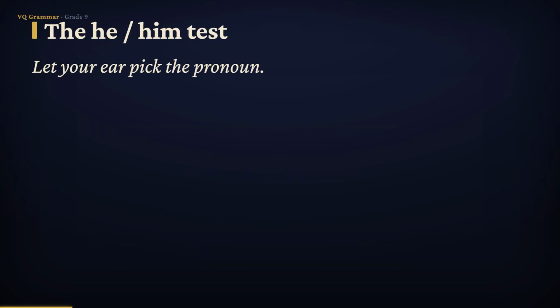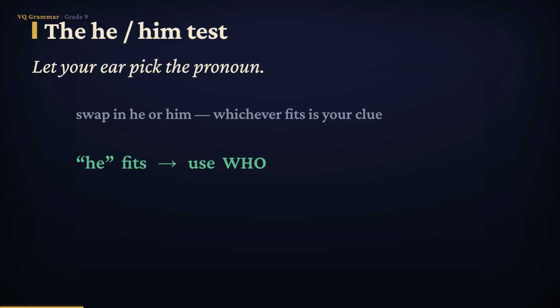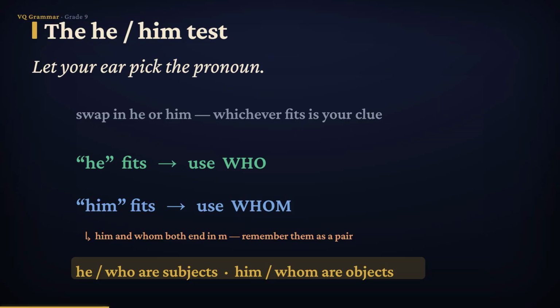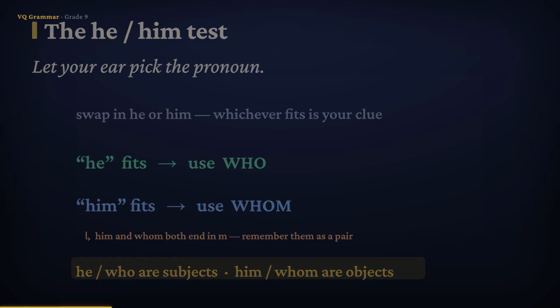Now here's the simplest test in all of grammar for this. When you're not sure, just swap in he or him and listen for which one fits. If he fits the slot, you want who. Both are subject words, nominative. If him fits instead, you want whom. And here's the memory hook that makes it stick. Him and whom both end in the letter M. So think of them as a matched pair. Him goes with whom every time. He goes with who, him goes with whom, and your ear does most of the work.